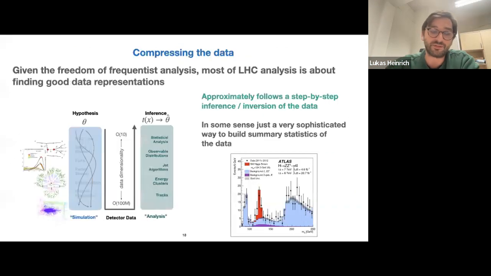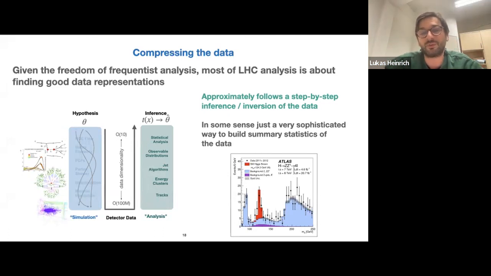Given that we have this freedom of choosing our test statistic freely, we use this in particle physics to think about how we can compress the data. The data generating process generates a 100 million dimensional vector of floats, for example, different voltages and so on. And this is, of course, not really interpretable to a physicist.